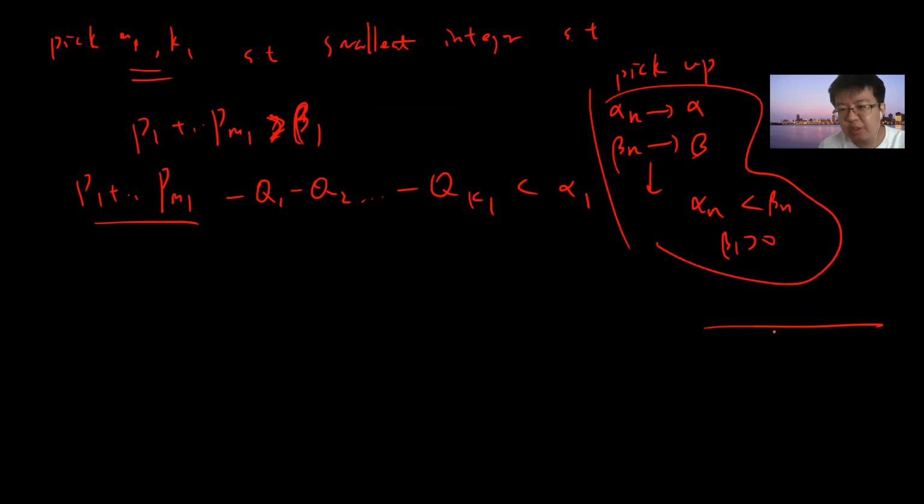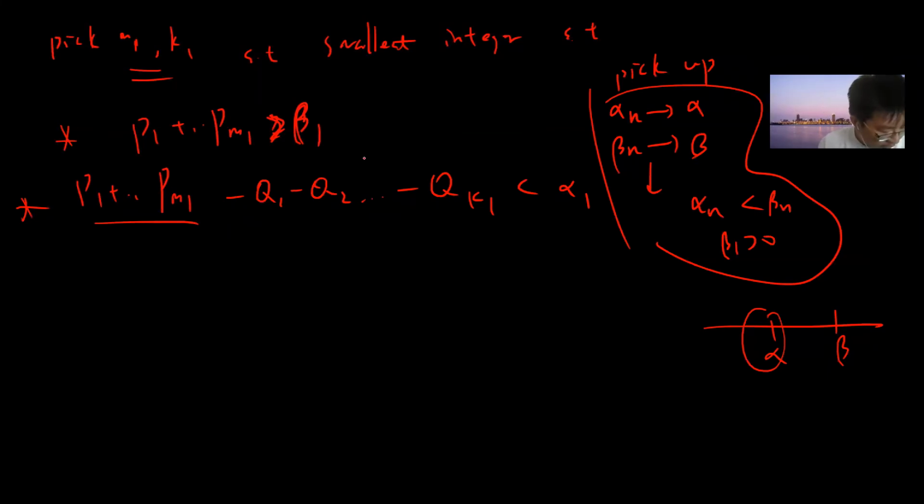Remember that our goal is to construct a sequence whose limit inferior is alpha and limit superior is beta. So I pick a sequence alpha n approaching alpha and beta n approaching beta, such that alpha n is less than beta n and beta 1 is greater than 0. I can pick these because the positive series diverges, so it must go to infinity. I can find the smallest M1 such that it is satisfied. And I can also make a negative sum large enough to cancel the first one and approach alpha 1.